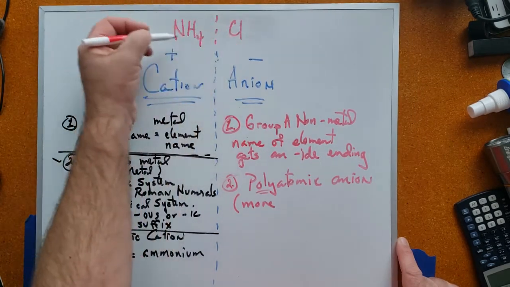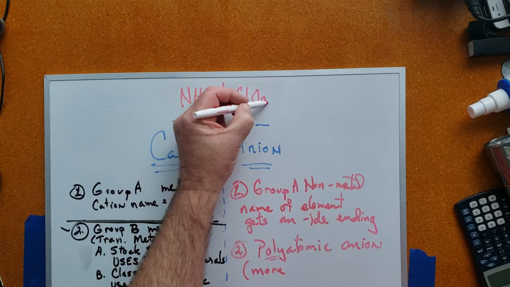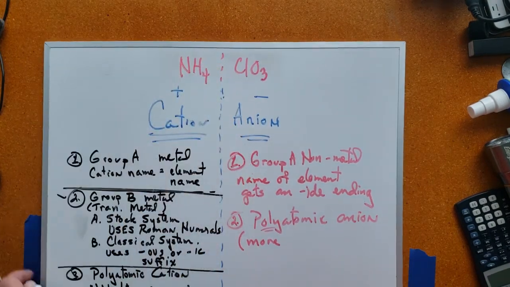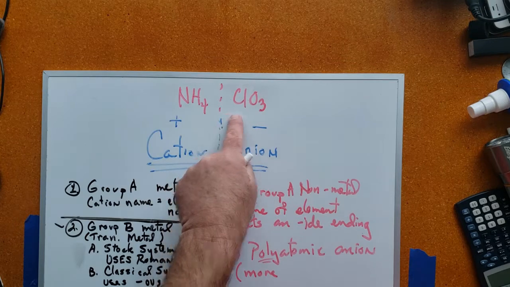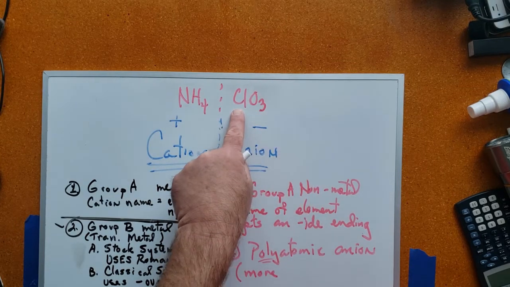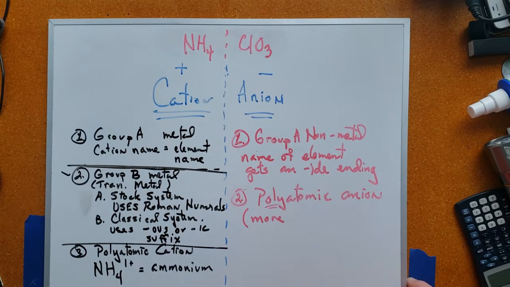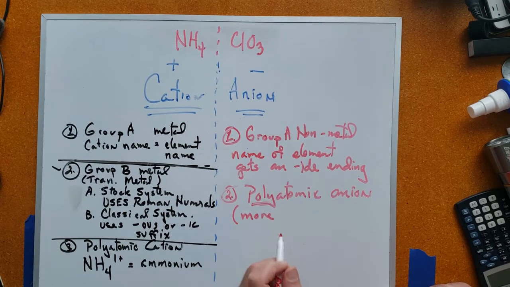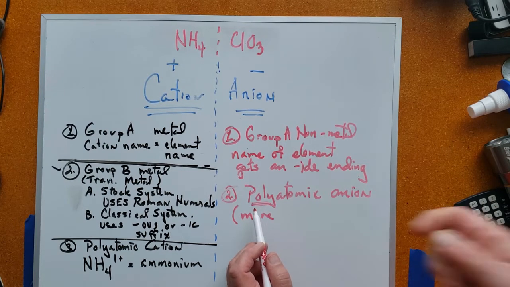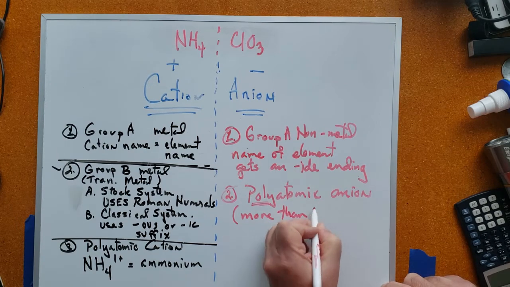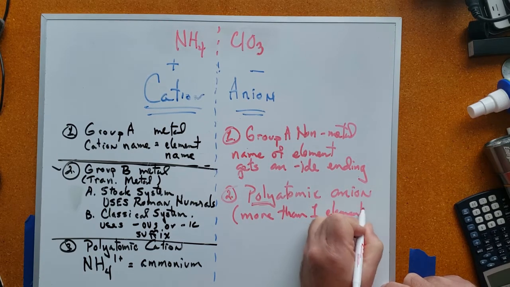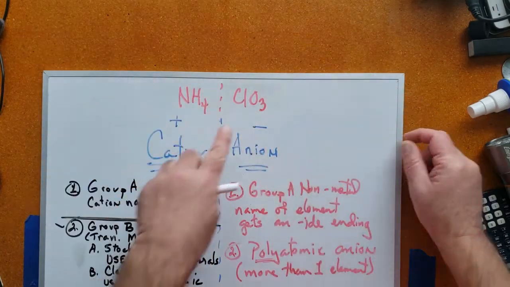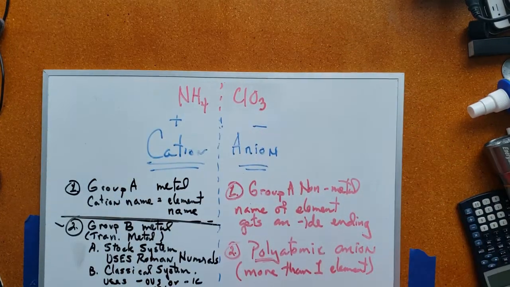For example, what if this were NH4ClO3? Well, the NH4 part's the positive half. The negative half is everything else, the ClO3. Well, I see a chlorine and an oxygen here. That's not a single element, that's more than a single element. Therefore, I make the conclusion that it's polyatomic. Poly means many. In this case, it's going to be more than 1 element in the ion. So if this were my example, I see chlorine and I see oxygen, it's automatically polyatomic.